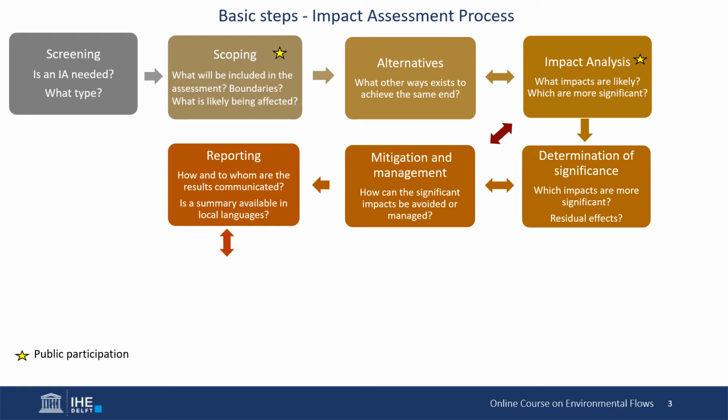So after the mitigations were identified, the consultants need to write the report. Sometimes it is called an environmental impact statement or environmental and social impact assessment report. This will include information about the project, how the assessment was done, and what were the results of the different analyses, especially the determination of significance of the impacts.